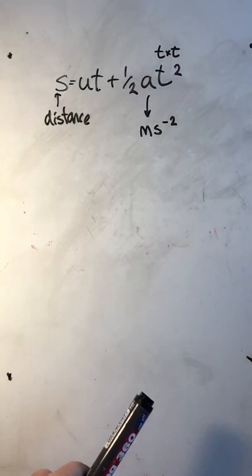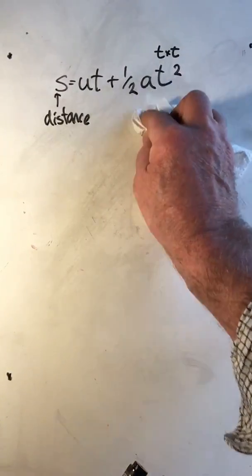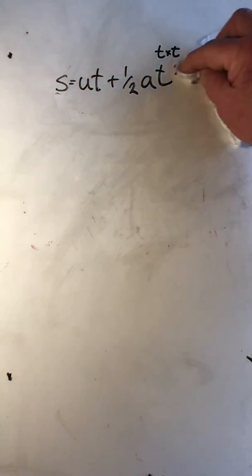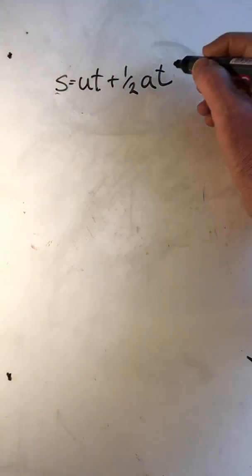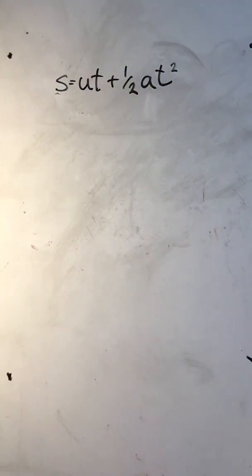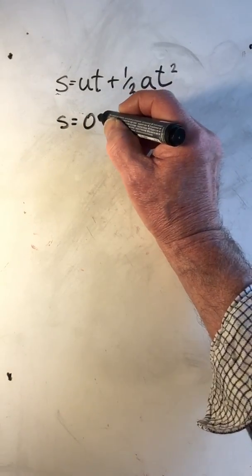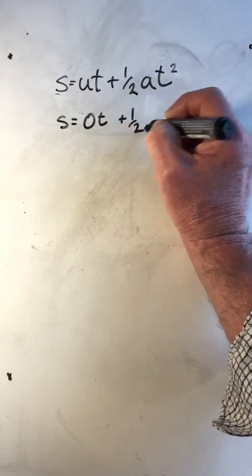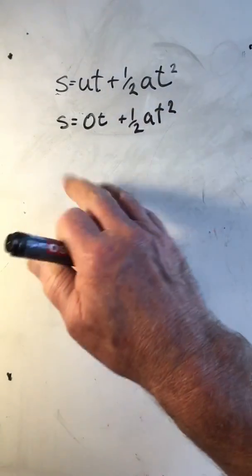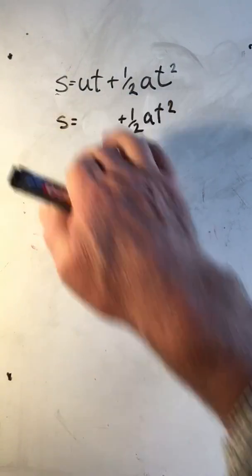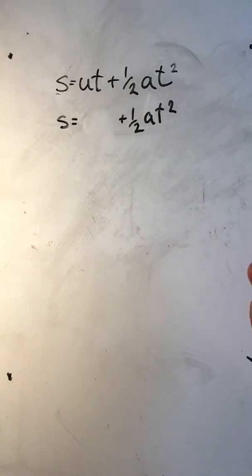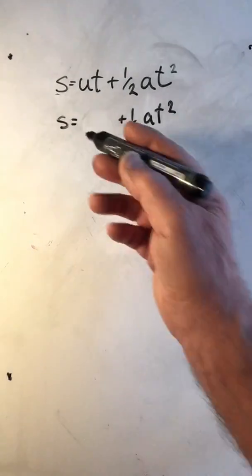So how does this get used when we have questions? Well, a couple of things to bear in mind. Very often in a question, they might not tell you this, but look to see if the object is at rest before it starts. So if I send something moving, its initial velocity must be 0. Let's assume that's the situation here. So s would be 0 times t plus a half at squared. And obviously 0 times t is nothing. So in those sorts of questions where the initial velocity is 0, s is a half at squared.